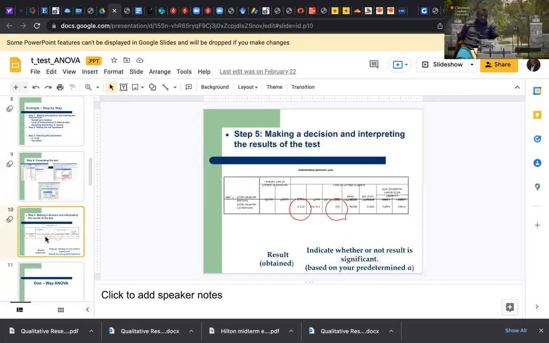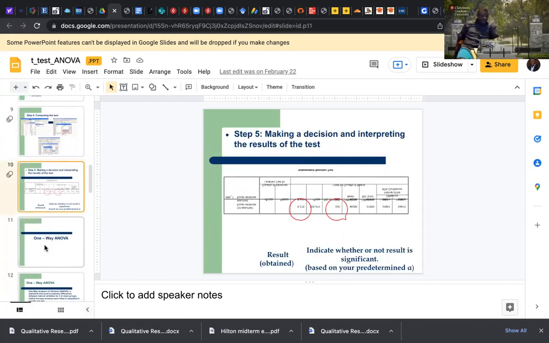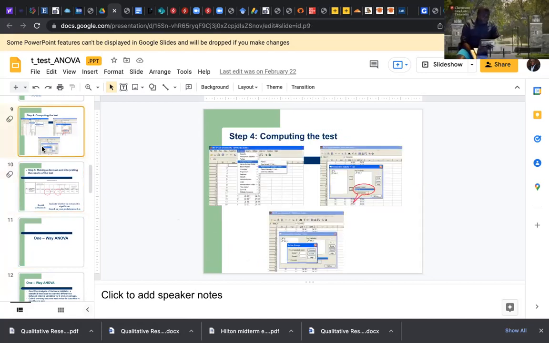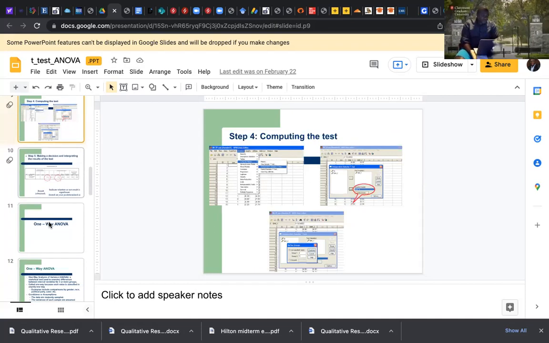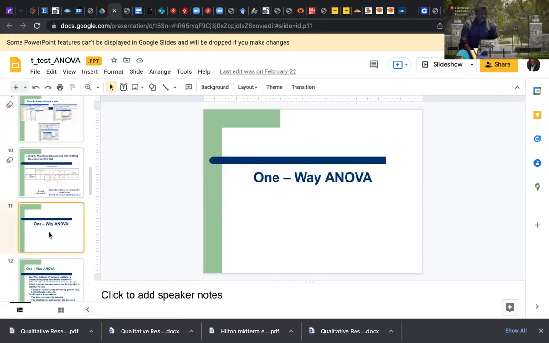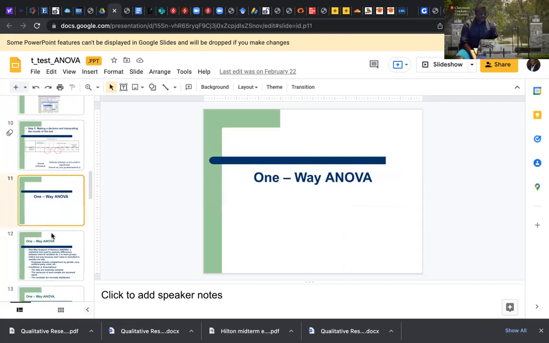The rest of what you have here is the statistics you have to report if you are doing the actual study with the software. So we don't need to go into that. Yeah, so after the t-test, which has only to do with two groups, then you go into ANOVA.